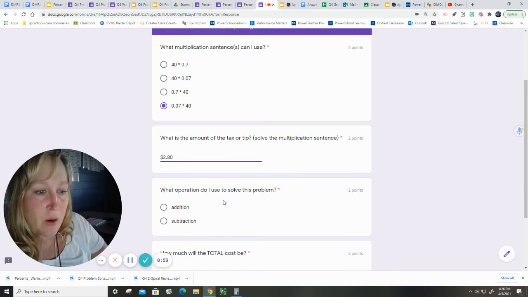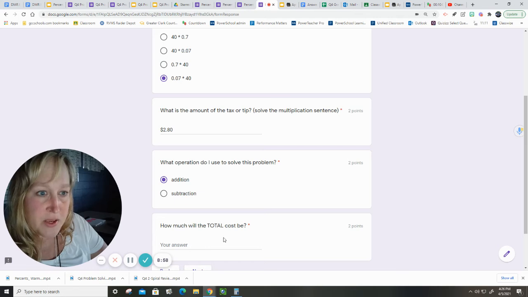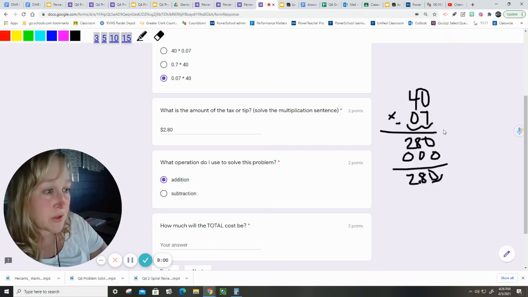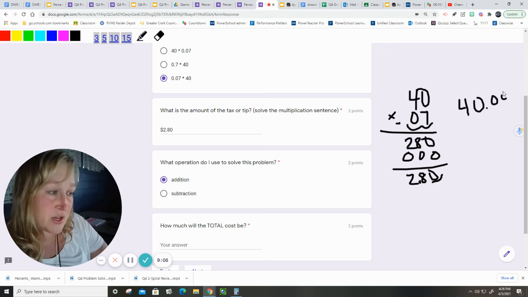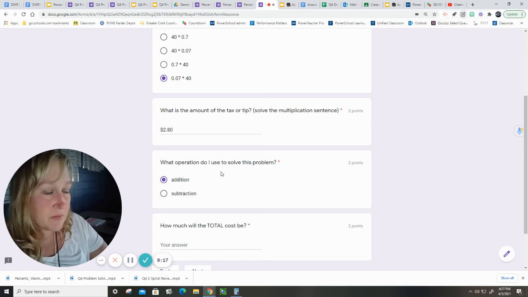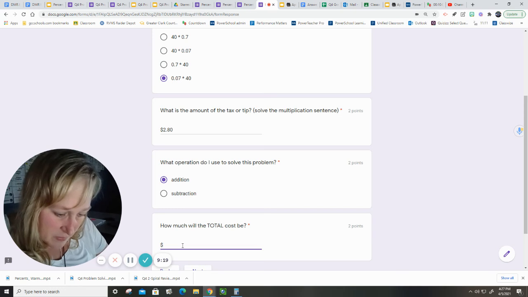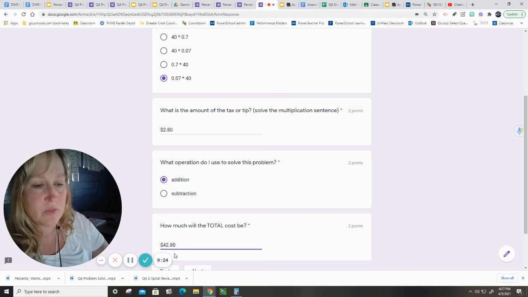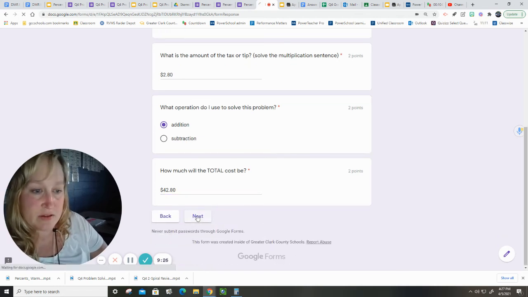$2.80. What operation do I use? You use addition. How much will the total cost be? It's going to be the $40 plus the $2.80. So 40, and I'm going to put the dollars so that I don't screw up my decimal points. It'll be $42.80. There we go. Next.